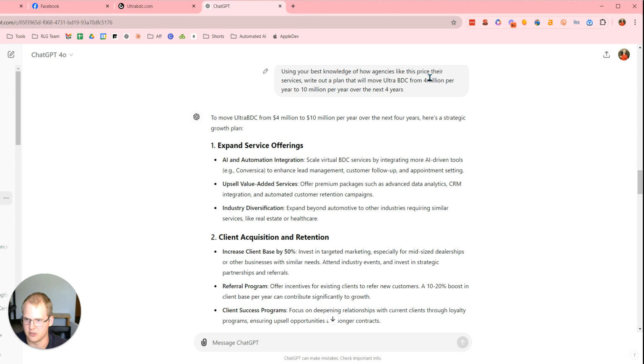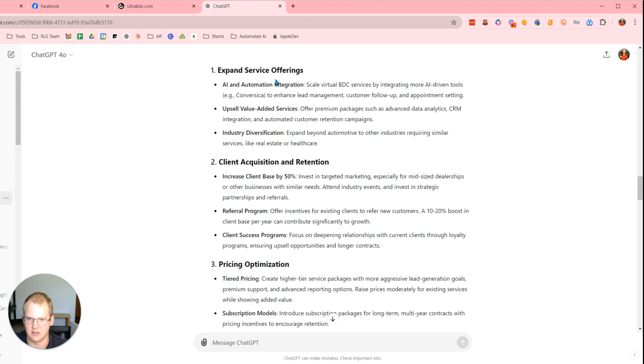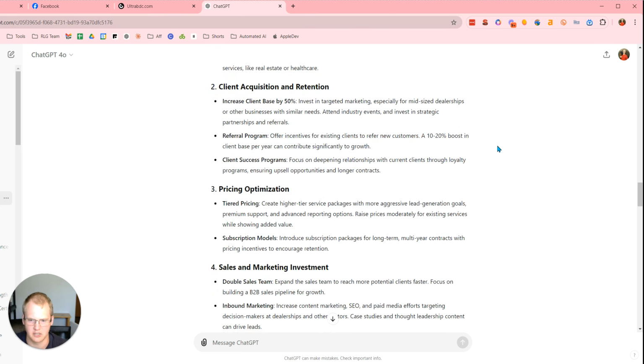So then, using your best knowledge of how agencies like this price their services, write out a marketing plan that will move Ultra BDC from $4 million per year to $10 million per year over the next 4 years. Now she said 5, I say 4, let's push the envelope a little bit, right? So then to move this from 4 to 5 million, they say, okay, these are a number of different services that they need to expand and update the way in which they process things.